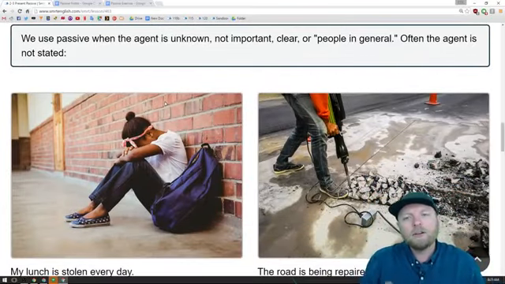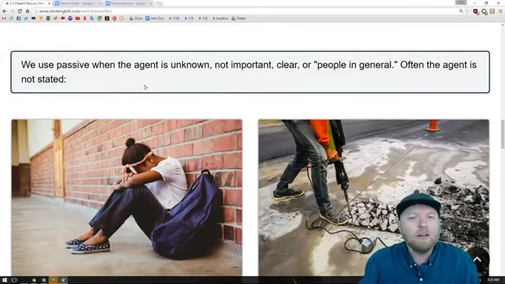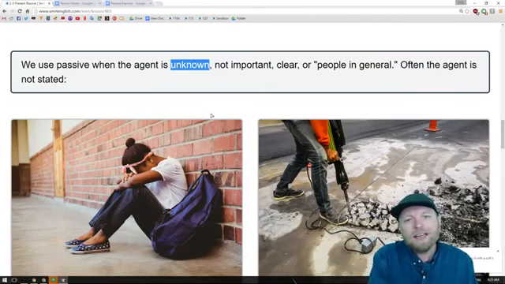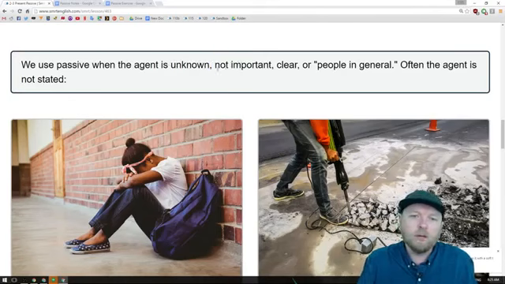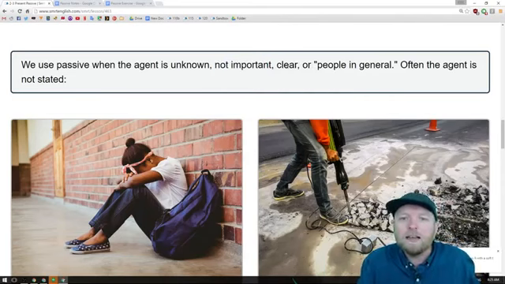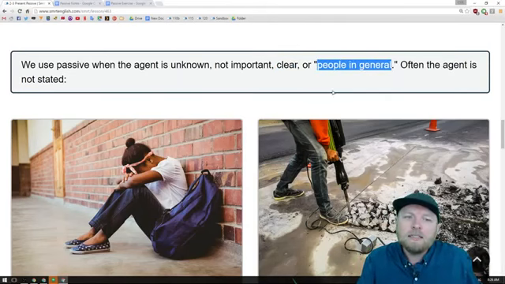What are some other reasons we use the passive, right? The doer, the agent. Well, maybe the agent is unknown, okay? Maybe we don't know the doer. Maybe the doer is not important, right? It's not important. Maybe the doer is clear. And maybe the doer just means people in general.